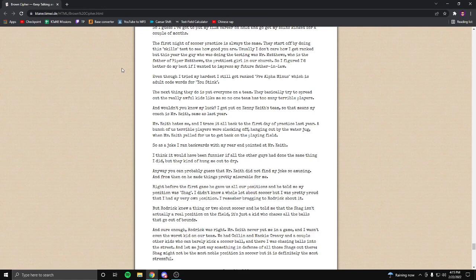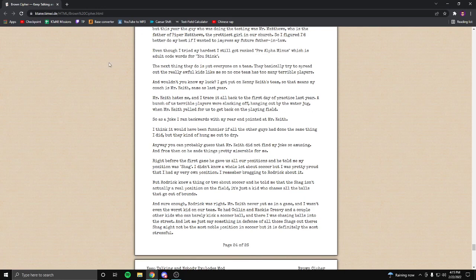A bunch of the terrible players were slacking off, hanging out by the water jug when Mr. Keith yelled at us to get back on the playing field. So as a joke, I ran backwards with my rear end pointed at Mr. Keith. I think it would have been funnier if all the other guys had done the same thing I did, but they kind of hung me out to dry. Anyway, you can probably guess that Mr. Keith did not find my jokes so amusing, and from then on he made things pretty miserable for me.